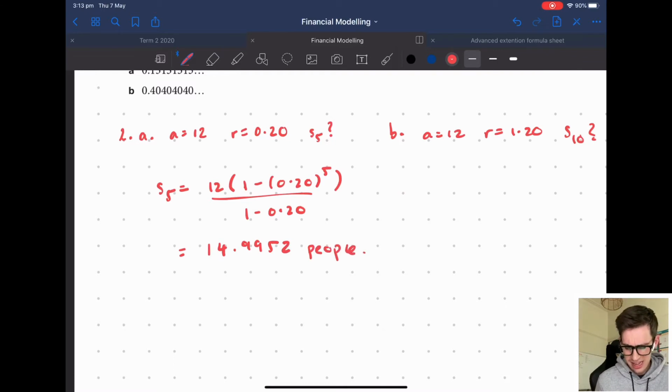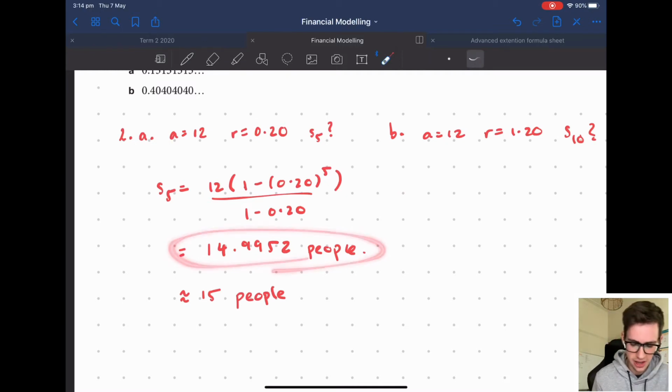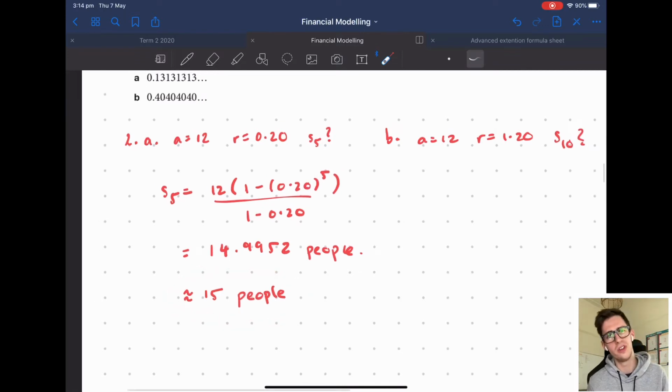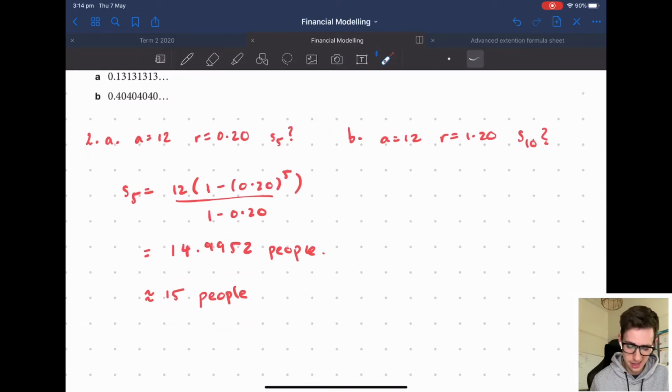14.9952 people. Does that make sense as a number of people? Probably not. Let's round it to 15. In fact, I should probably use little wavy symbols to say approximately 15 people. Now you could say 14 or 15, as long as you have this line here, you have a little bit of flexibility, but they do definitely want you to kind of round your answer in the end.